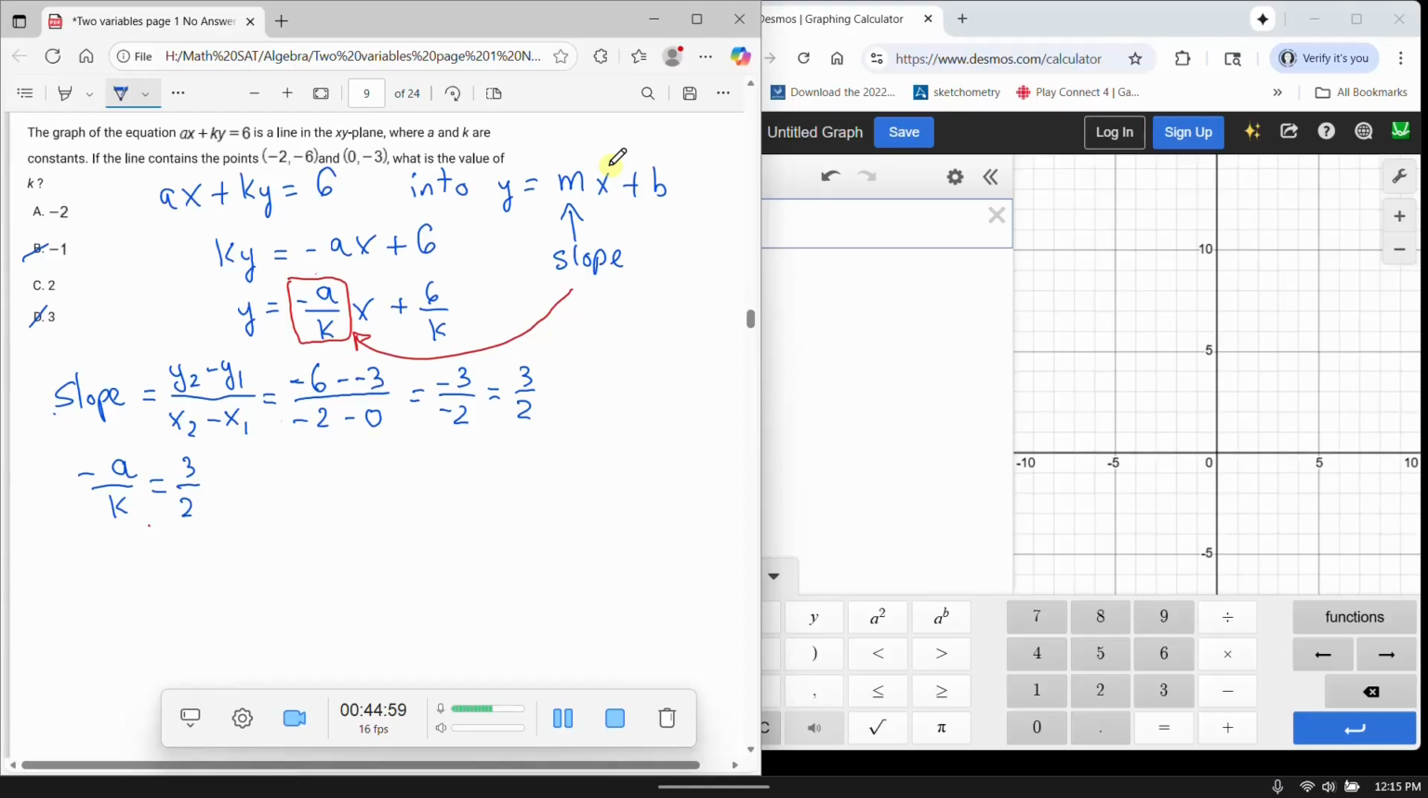So now let's say if k equal to 2. If k equal to 2, then what is the y-intercept? Then the y-intercept is 6 over 2, which is 3. What happens if k equal -2? What is the y-intercept?